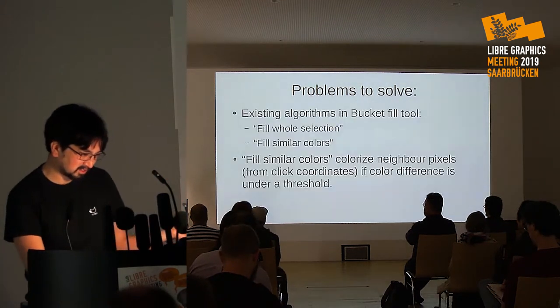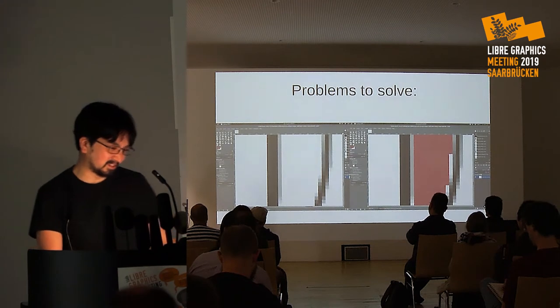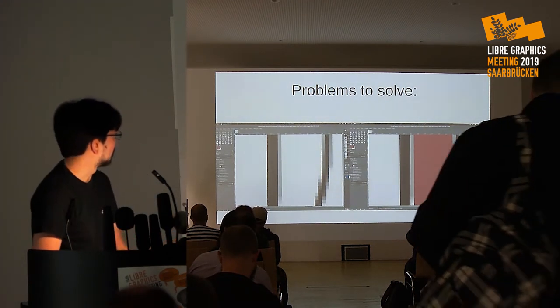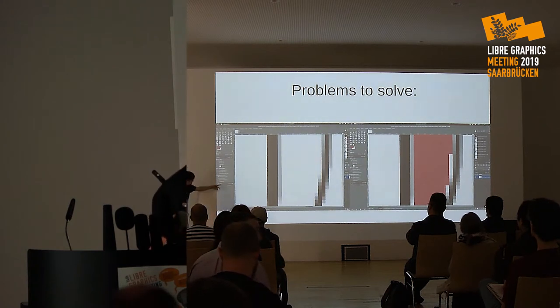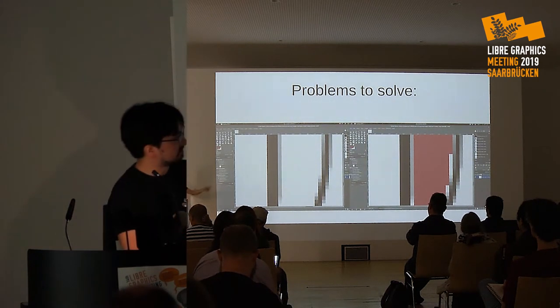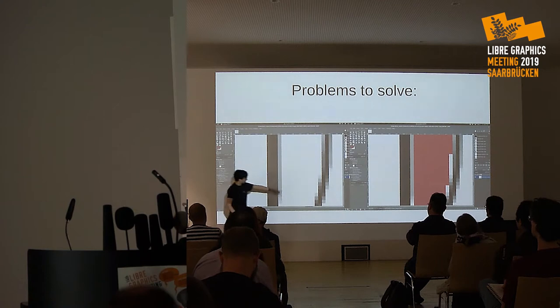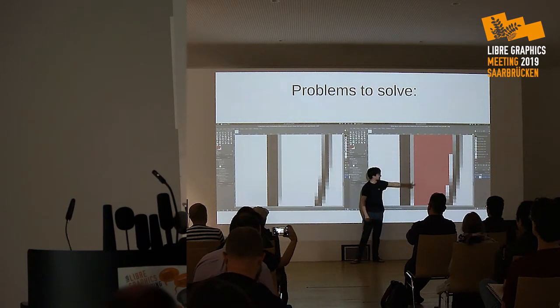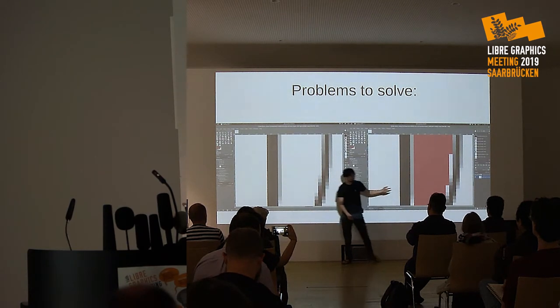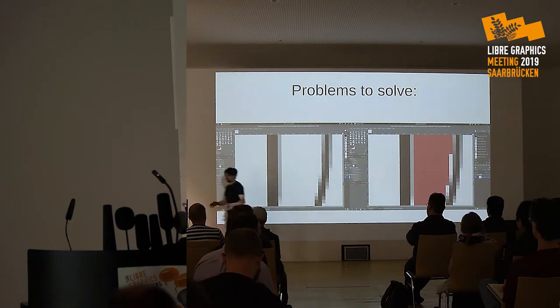So how do you say it's close enough? You have a threshold, like 22, and you click on the white here, somewhere. And it fills, but one of the problems is that there was a whitish pixel on the side, and here it says it's not close enough. So in the end, it makes some kind of ugly stuff.